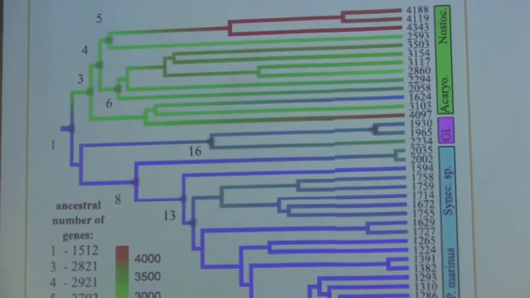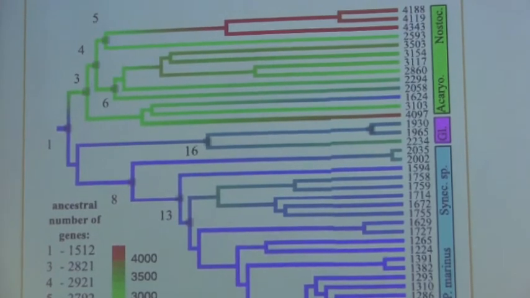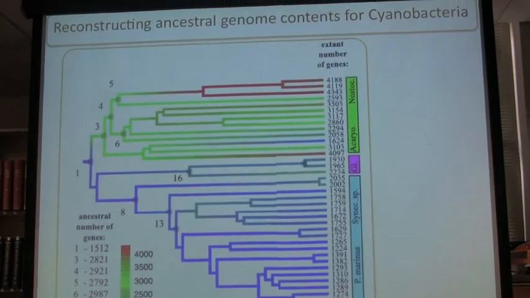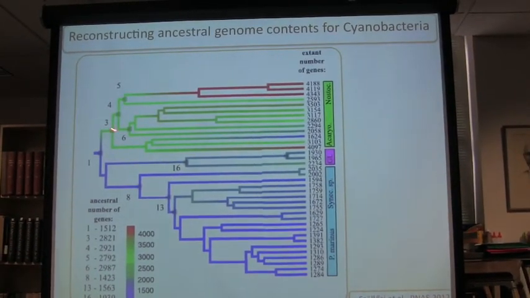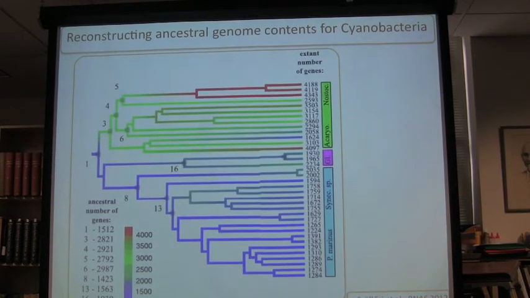And so one thing that we would like to do now is, with this type of approach, where we reconstruct accurate ancestral genomes, we want to look at what genes were present in those ancestors to try to come up with an idea of what those particular cyanobacteria, in this case, were able to do, what kind of metabolism they had, for instance.